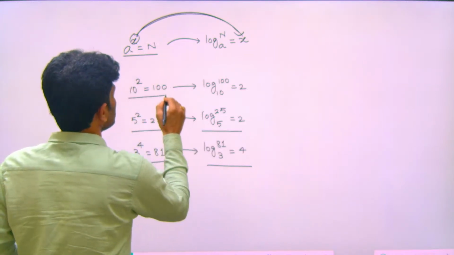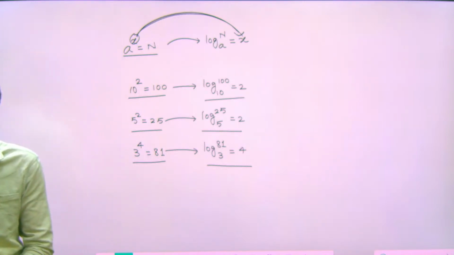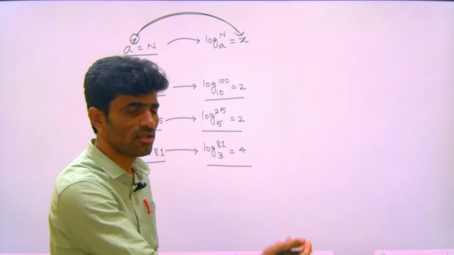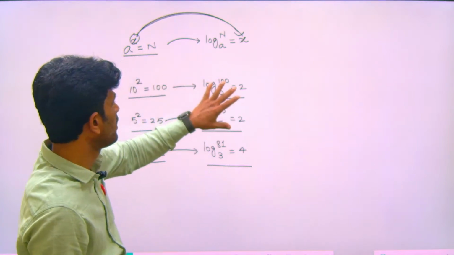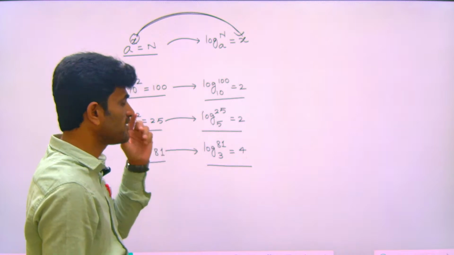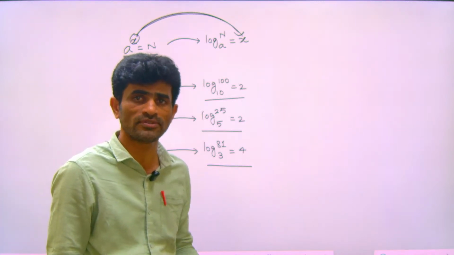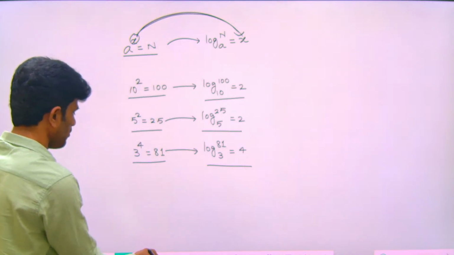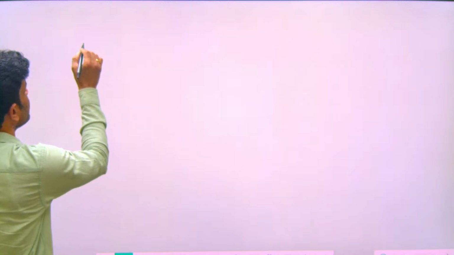Hope you understood the basic representation of a logarithm. It is another representation, like exponents is one type of representation, logarithmic form is another type of representation, exponents and logarithms. Now let us see what are the important laws or important formulas we have based on logarithms. These are some very important formulas you have to remember in logarithms.